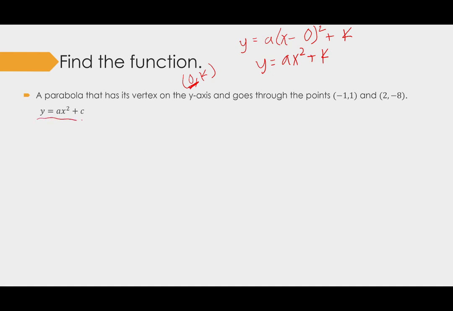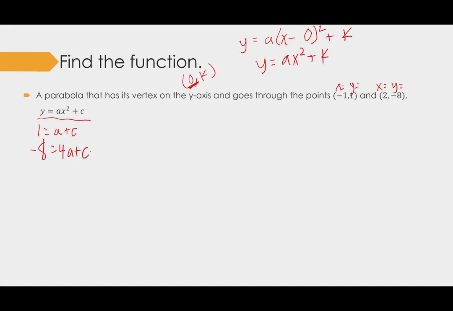So we have instead y equals ax squared plus c. And our x is -1, our y is 1 for our first equation. -1 squared is +1, so I'm just going to write a plus c. Oh, that was in our last equation. Alright, x equals 2 for this one, and y equals -8. Let's plug that in. And 2 squared is 4, a, and c stands alone again.